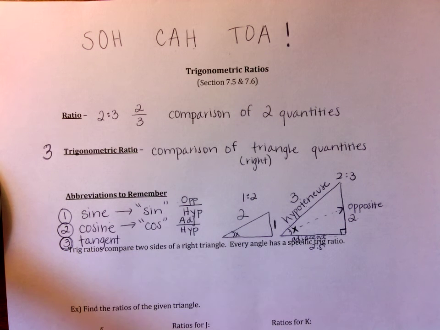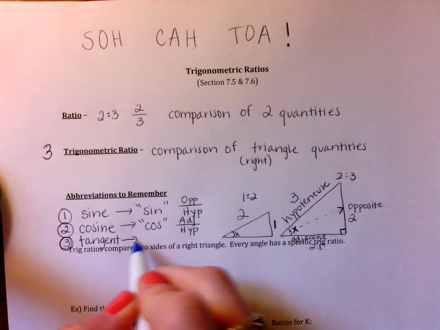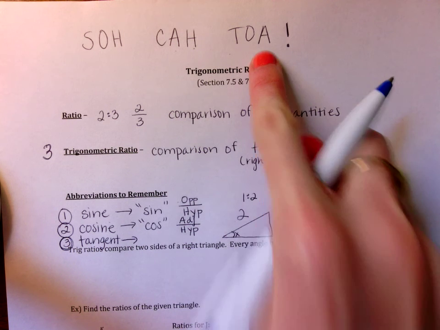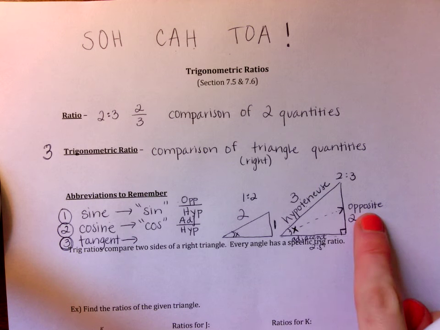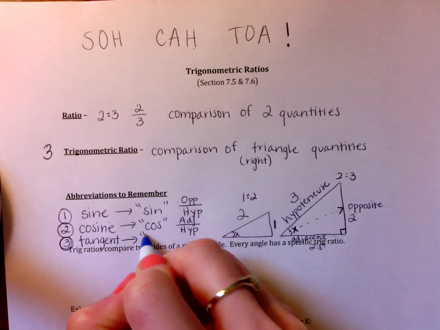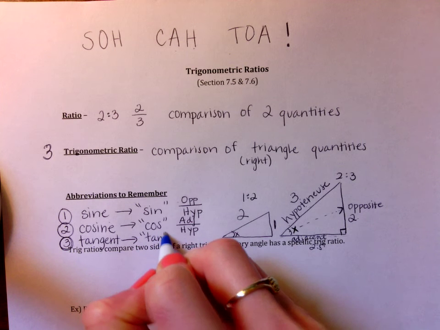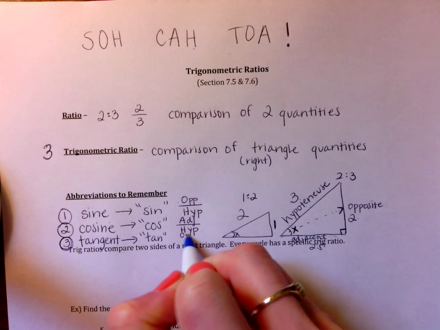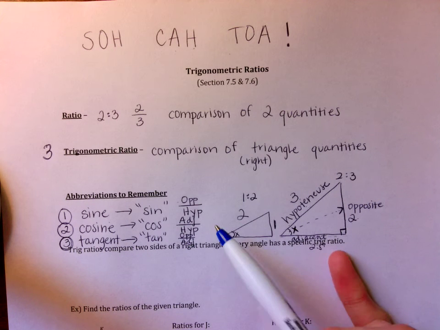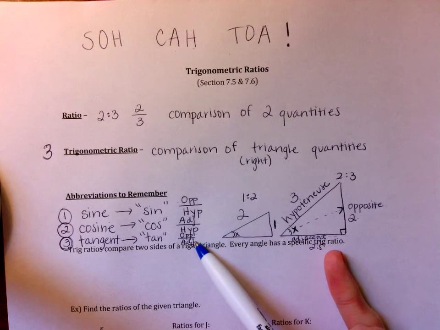And tangent is O over A up here, so you guessed it, it's opposite over adjacent. Oh, and this one's represented with just tan. So hopefully I can fit this, opposite over adjacent. Sorry, that was a little squeezed in, but opposite over adjacent.